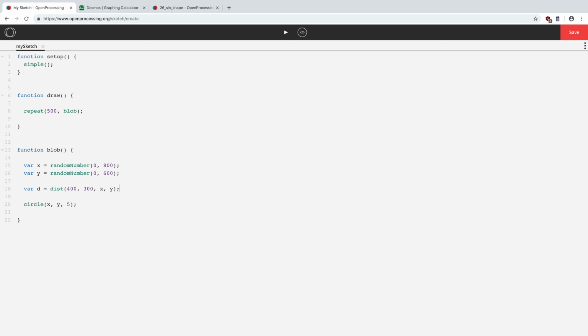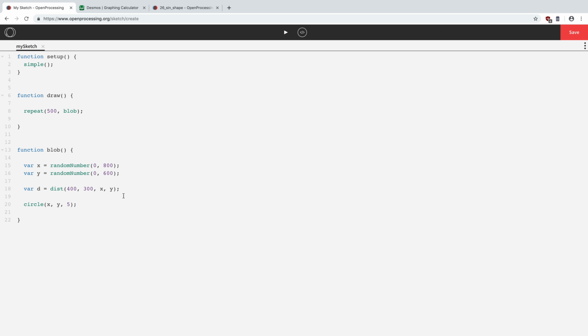What I was going to say is, if you did x comma y 400, 300, it wouldn't make a difference, because the distance from one to the other is the same as the distance from the other to the first one. Cool, so we've got the distance.